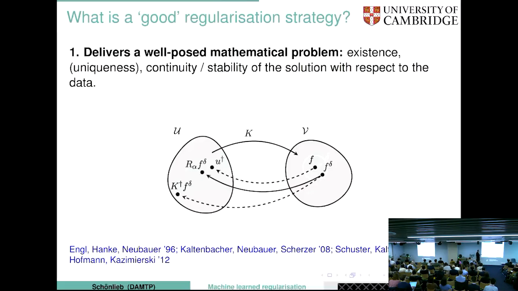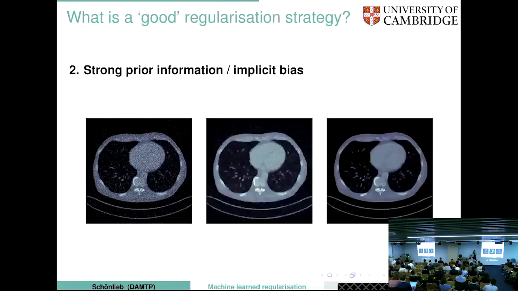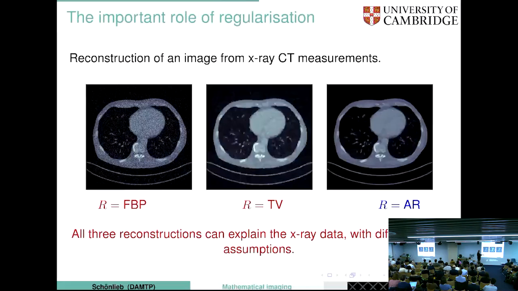Uniqueness basically tells us that there's only one solution. So effectively, even if we have many different solutions, what our regularization is supposed to do is pick one of them only. Yeah, so this is basically uniqueness and continuity. Now, the other thing is we want to have strong prior information, or you can think about it as implicit bias as well. Because effectively, all three of these are very valid reconstructions. They all approximately satisfy the observations. Yet some of them we consider to be more realistic, some of them less realistic, and ultimately it's what we're trying to capture with a lot of AI, what we consider to be realistic.